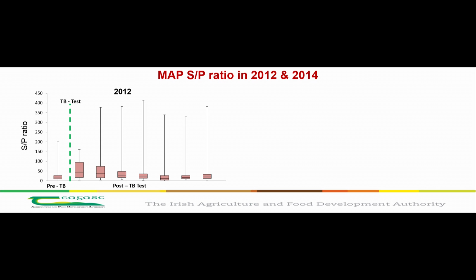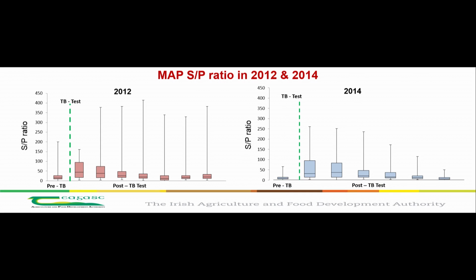So moving on to box plots of our MAP-SP ratios in both 2012 and 2014, you can see that in both test years, in 2012 when the herd was seropositive and 2014 when it was seronegative, following the administration of the skin test, there was an increase in the MAP-SP ratios in both test years. However, in 2014, there appears to be a more rapid and uniform decrease in the number of MAP ELISA positives.